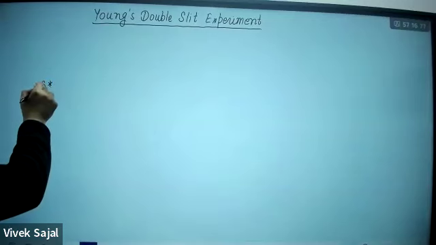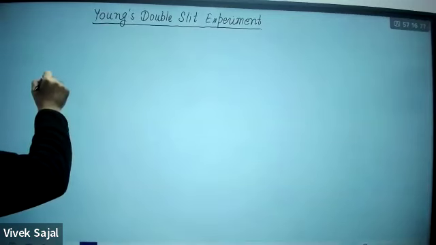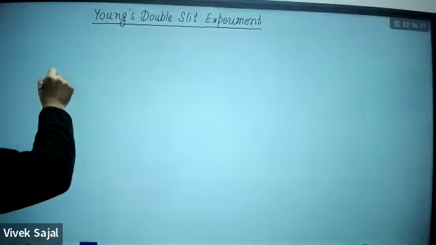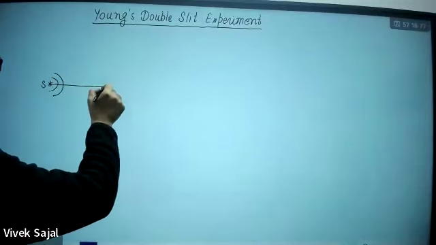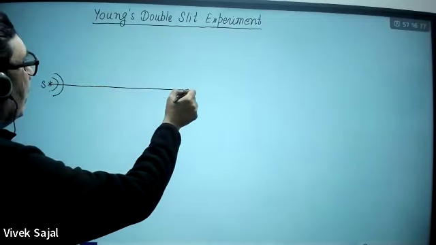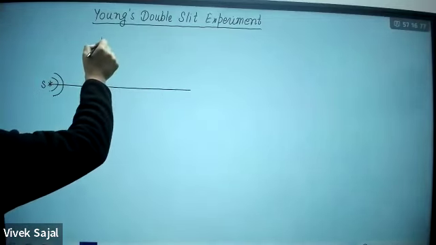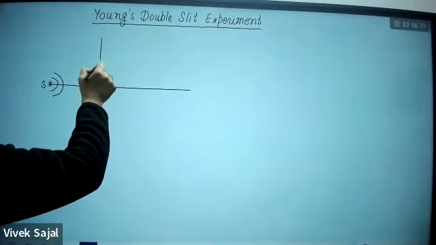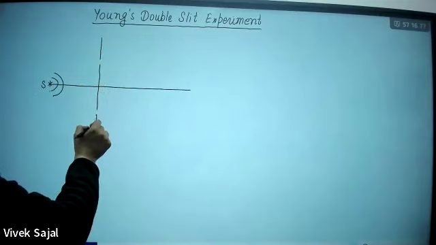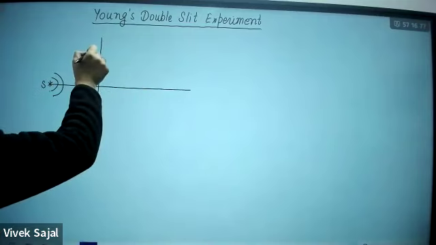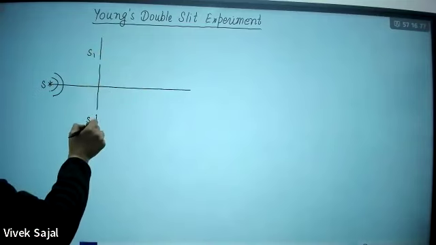Here we have a source. This source is emitting spherical wavefronts. We divide these wavefronts into two parts by placing two slits symmetrically. So you have placed two slits symmetrically like this. This is S1 and this is S2.